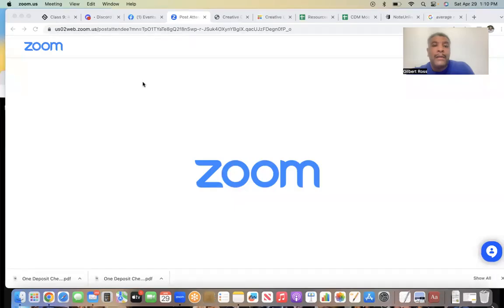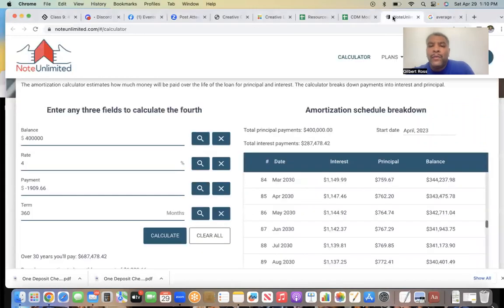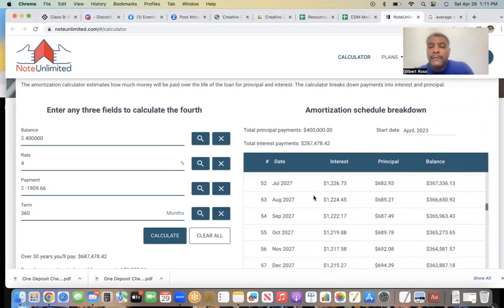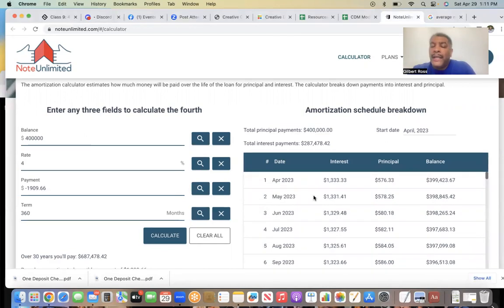And then also, what I wanted to show this week is an amortization schedule. So I'm going to share my screen here. Where are we at? So a lot of people don't really, maybe they do, maybe they don't. I'm not going to say that. But some people don't know the difference between appreciation and amortization. So I wanted to pull this up here. This is an amortization schedule.